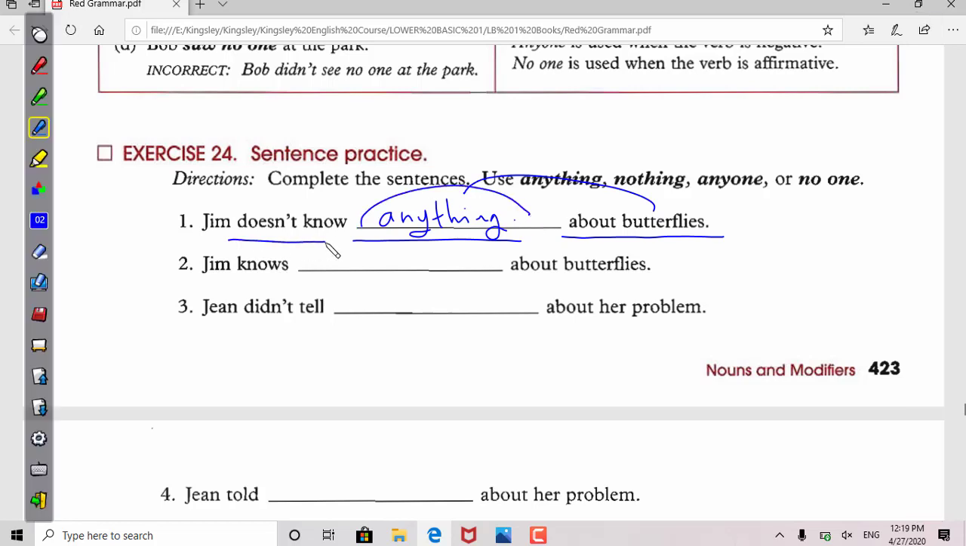Alright? What about number 2? Jim knows nothing about butterfly. Why? Because this one is a positive verb, so we use nothing. Positive verb for nothing, negative verb for anything. 1 and 2, clear. Now we go to the next part. I will remind you again, anything for negative verb, nothing for positive verb. This is something that you have to remember about anything, nothing, anyone, or no one. So I will erase this first, and then we will go to the next part.